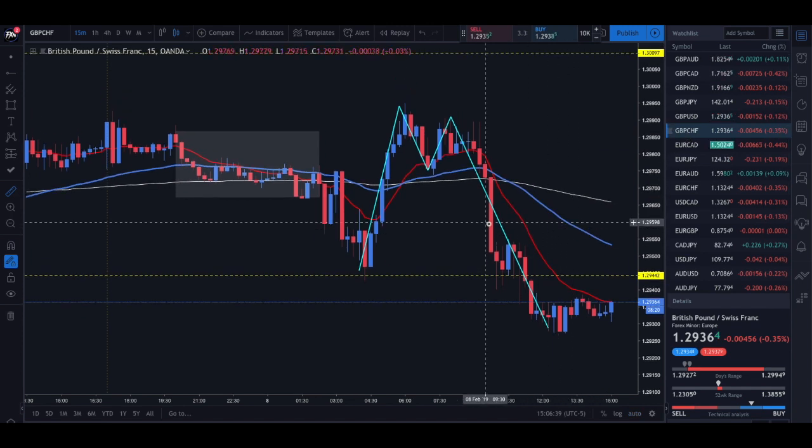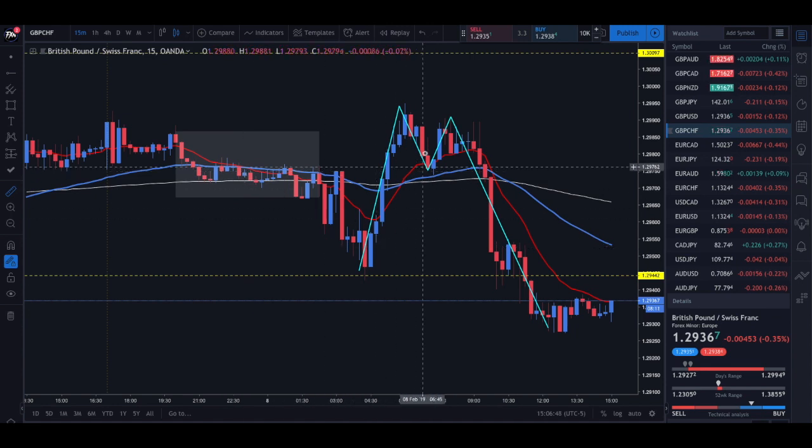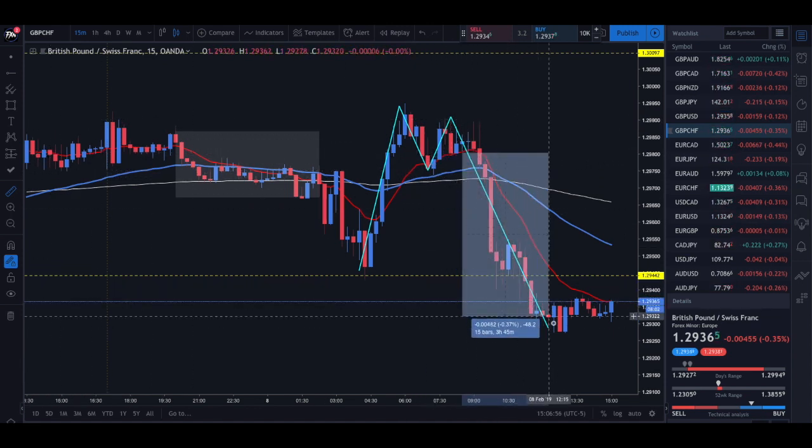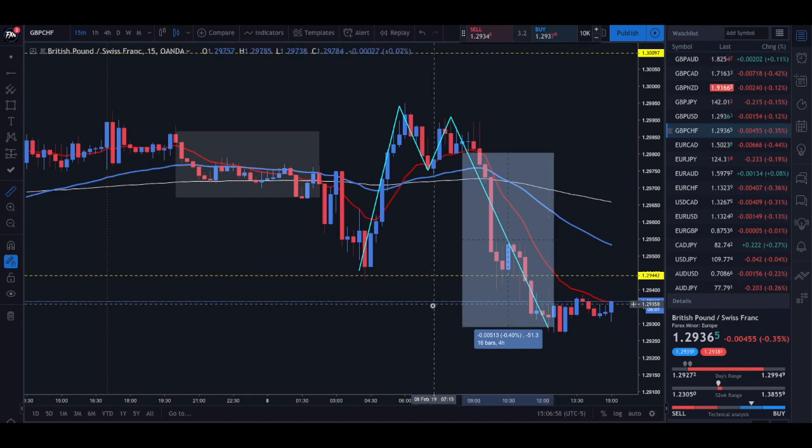Pound Swiss, same thing. I mean, this is ridiculous. All the pound pairs did very similar things, either a type 1, type 2, or type 3, but they all did essentially the same move. False move down, go back up, accumulate, second leg, boom. I mean, these were very, very nice setups on all the pound pairs.